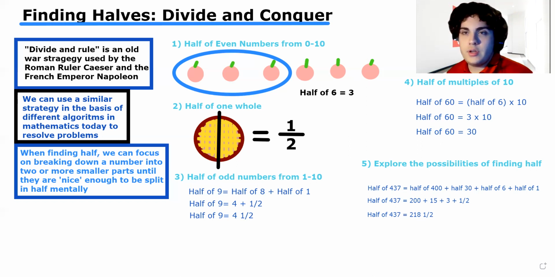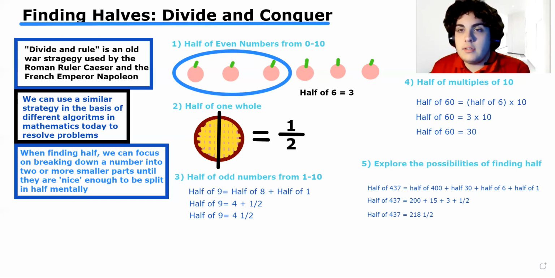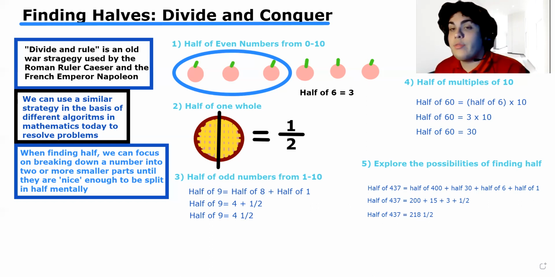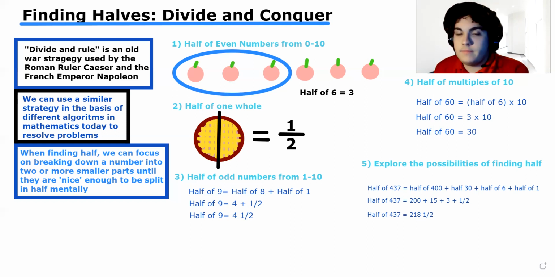And it might be a little bit trickier when the tens place is odd. So for example, half of 70, I will break that up into half of 7 times 10. Now half of 7, if I know from earlier, is 3.5. 3.5 times 10 is 35. What you'll notice is that when you're finding half of multiples of 10, they either end in a 0 or they end in a 5. And with this knowledge, we can really explore all of the possibilities of finding half of any number.